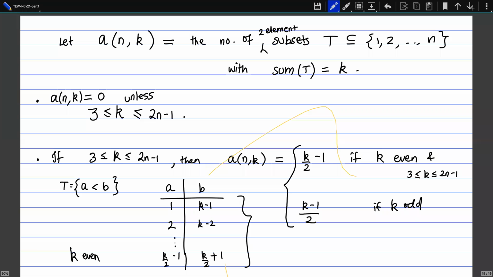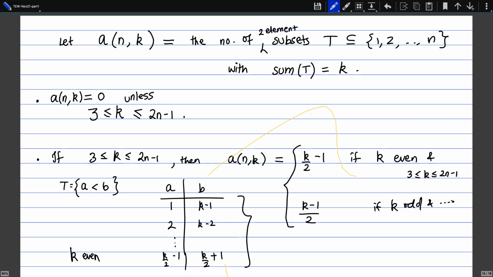So what we know is that this is a nice computable function, A of n comma k. It is 0 whenever k is outside this finite range. And in this finite range, it is either k by 2 minus 1 or k minus 1 by 2, depending on whether k is even or k is odd. So again, k is in this range.